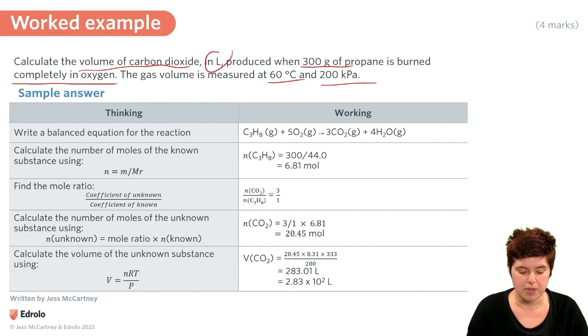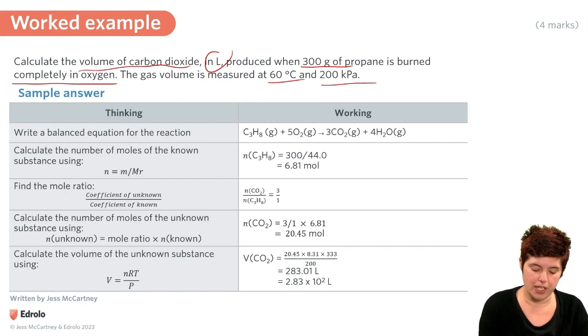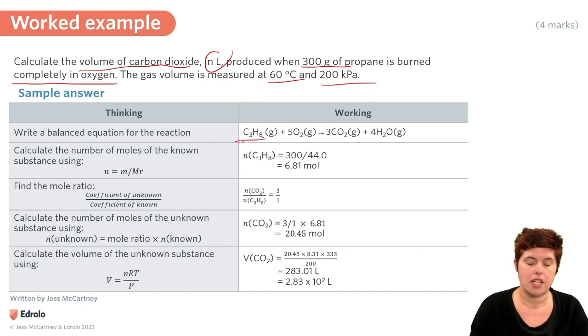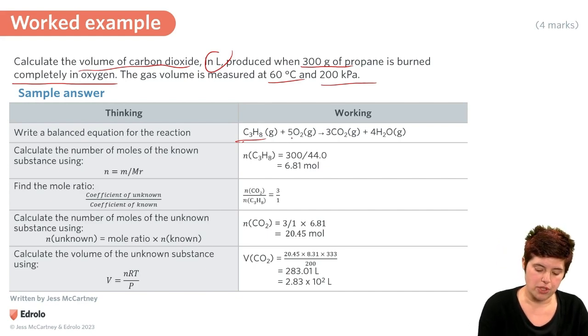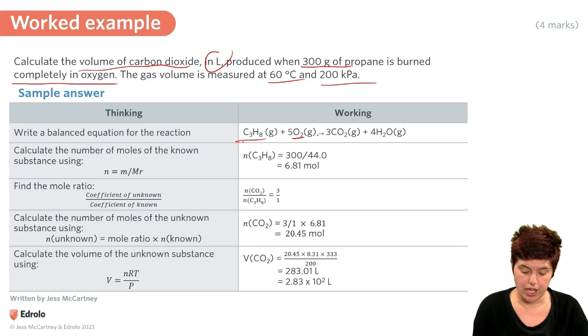So the first step is we're going to be writing a balanced equation. We have propane now, so propane is C3H8, so remember to take a look in your data book if you're not sure. It's reacting with oxygen. It is a complete combustion reaction, so it produces carbon dioxide and water again. Remember to start with your carbons when you're balancing.